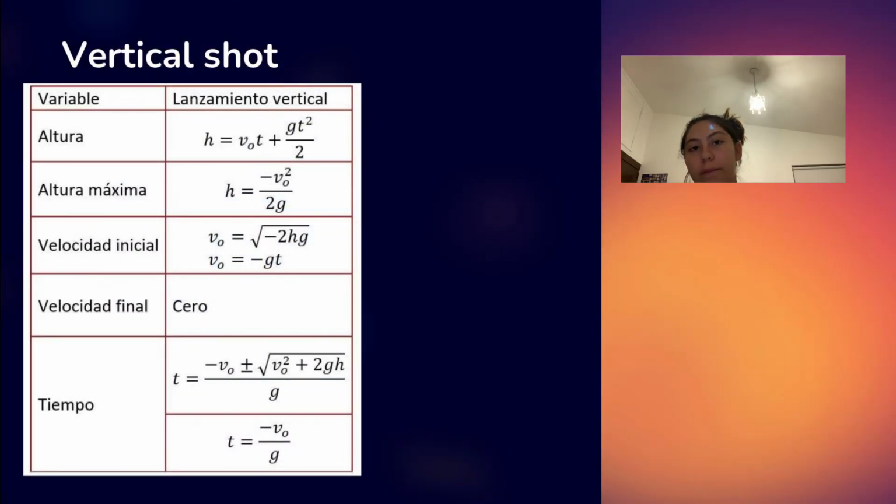Okay, vertical shot. We have here the formulas of vertical shot. In here we have everything. We have height, maximum height, initial velocity. The final velocity is always gonna be 0, and for the time we have as well 2 formulas, depending if they give you the initial velocity and the height, or if they only give you the initial velocity. Then we have also 2 formulas for the initial velocity, if they give you the height, or if they give you the time.